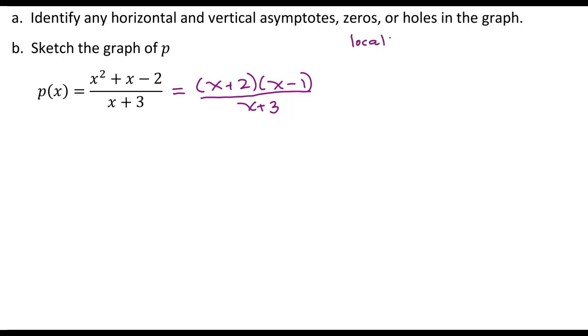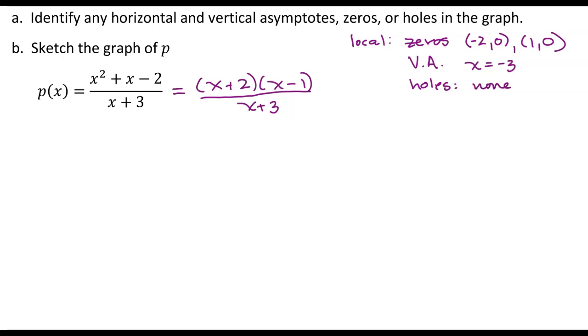So for local behavior, I see that I will have zeros. Remember, when the top of the fraction is 0, it makes the entire function 0. So those are your x-intercepts, and those will be at -2, because -2 makes the first factor 0, or +1, which will make the second factor 0. So we have two x-intercepts. We also have a vertical asymptote at x equals -3, and we do not have any holes in the graph. There are no factors that can cancel out, so we'll just say none.